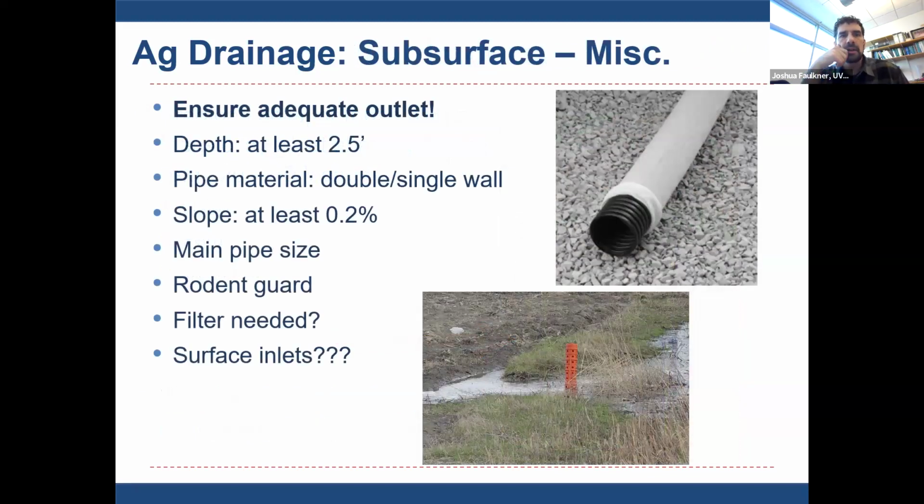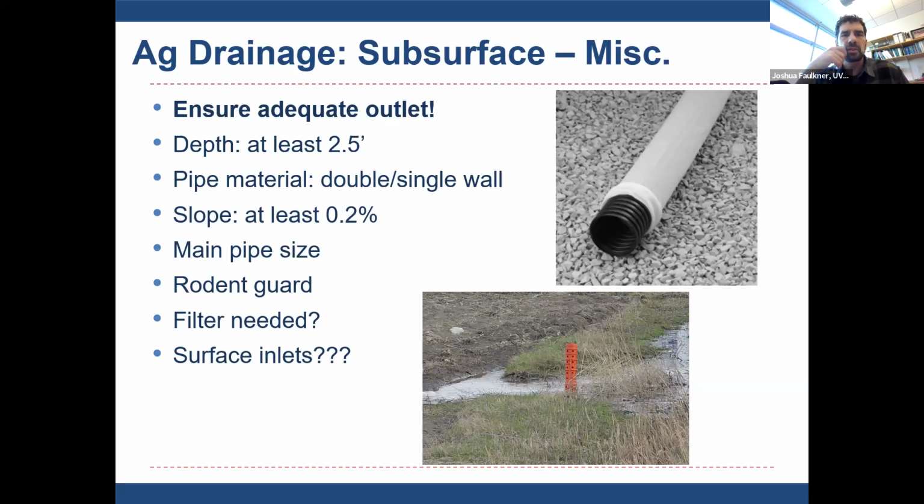And then some miscellaneous items. Really with the drainage system, you have to start with the outlet. You have to make sure you have an adequate outlet to move water out of the drainage system. Once you've established that, the system needs to be at least 2.5 feet deep. Pipe material, you can have a double wall or single wall. A double wall has a smooth lining, and it can move water more quickly, so it's less likely to accumulate sediment within that pipe. So if you have a low slope system where water's not going to flow very fast, a double wall pipe might be recommended.